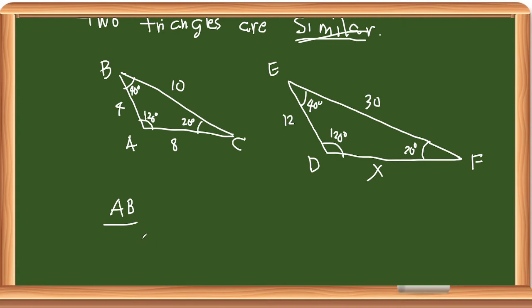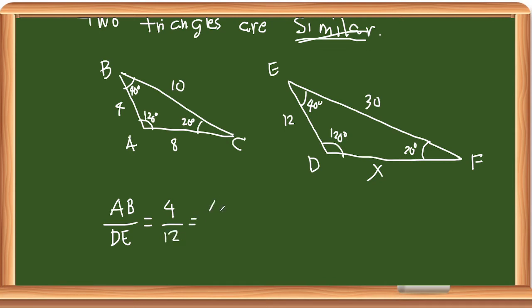Corresponding sides of AB? This is AB, DE. Okay, DE or ED. Let's look for its ratio. AB is 4 and ED is 12.